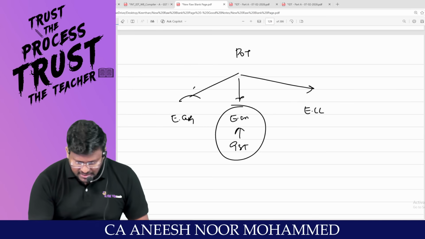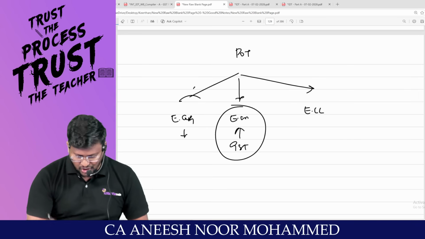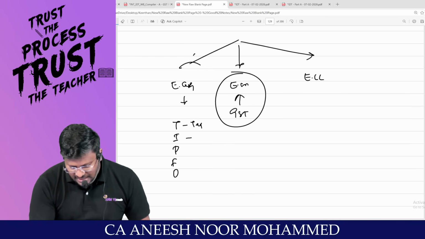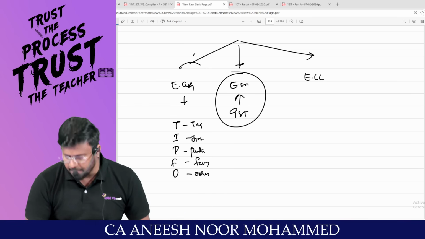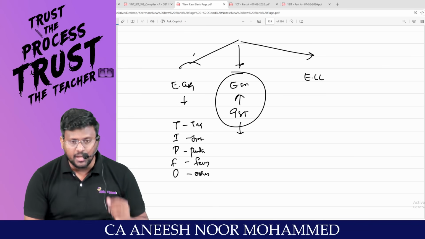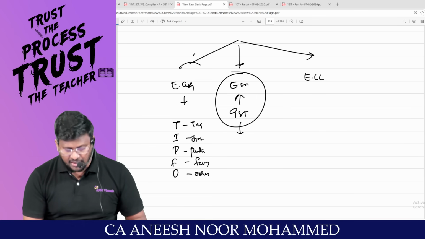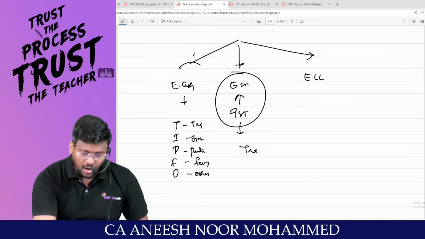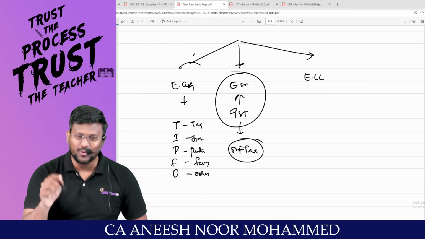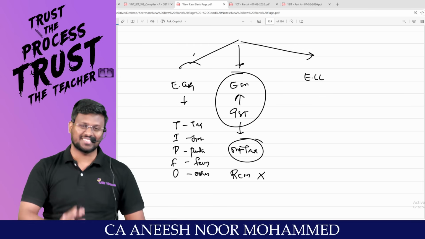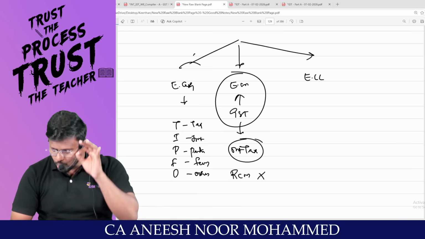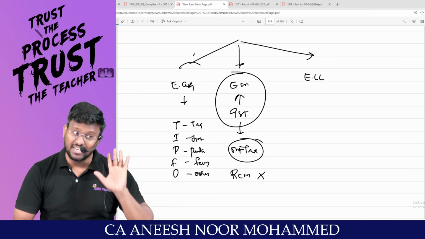Any balance available in the electronic cash ledger can be used to pay tax, interest, penalty, fee or any other similar sum payable. Whereas any balance available in the electronic credit ledger can be utilized only for output tax. RCM is not output tax. That means if you are having any RCM liability, that has to be paid through the electronic cash ledger.